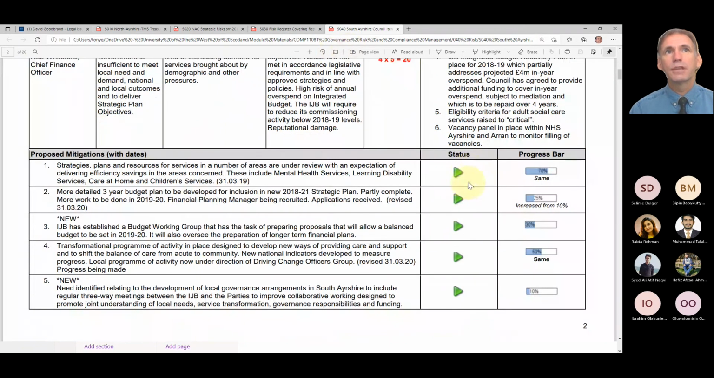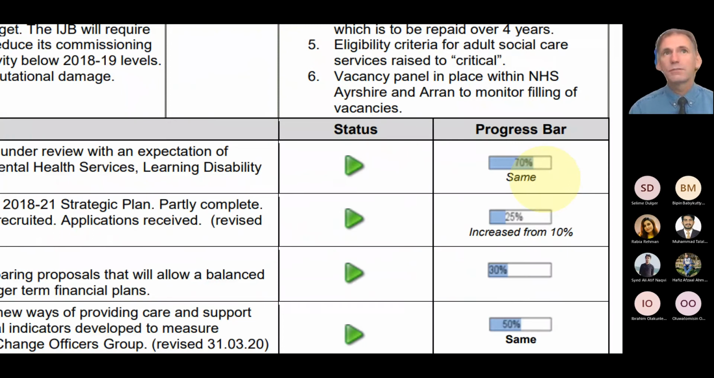Yeah, this is progressing. Not only is it progressing, we're about 70% done with that, although the word there is same. So we're 70% through, but that has stayed the same since our last risk report, because a risk register isn't something you do once and put in a drawer. It's something you revisit and keep up to date.